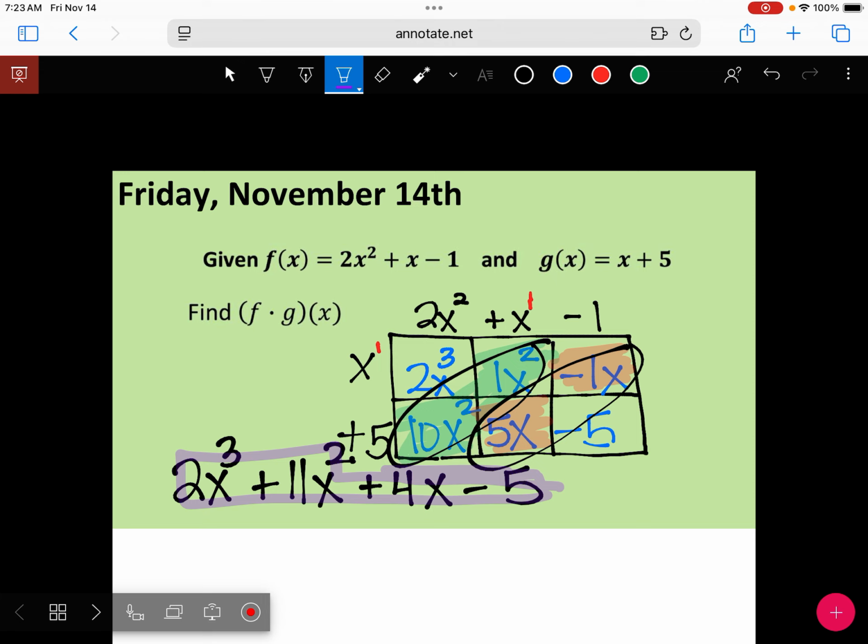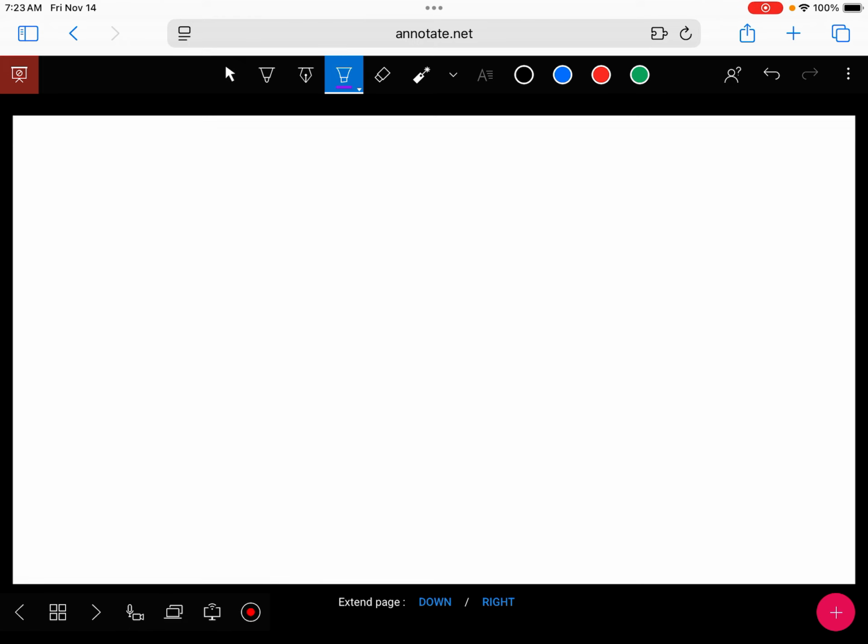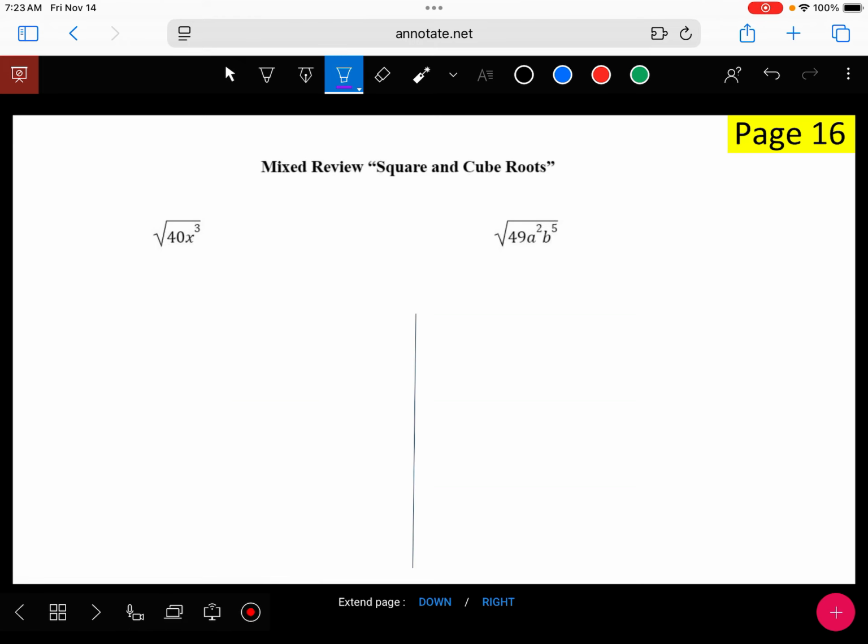So, what's today? Friday. Okay, so Wednesday and Thursday, we focused on simplifying radicals. Wednesday, we did square roots. Thursday, we did cube roots. So we're going to just do a review of both. And then we will be finished with this chapter. So let's go ahead and go to page 16. This is the last page.